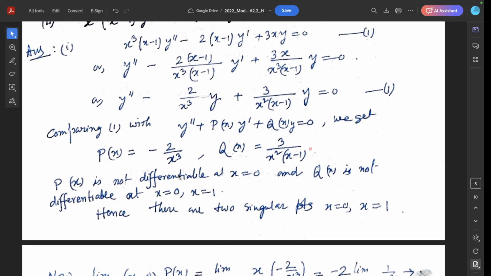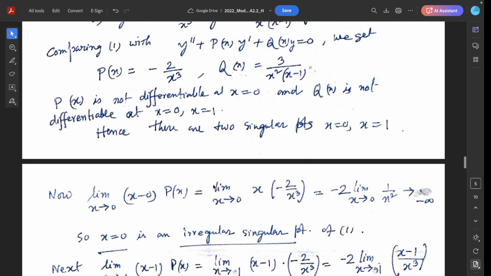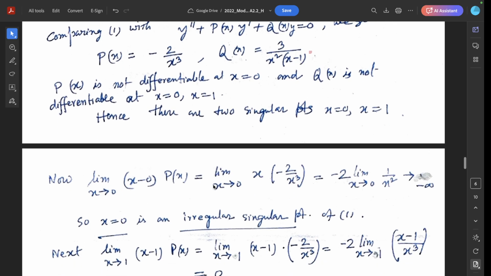Now p(x) is not differentiable at x equal to 0, and q(x) is not differentiable at x equal to 0 and x equal to 1. Hence there are two singular points, x equal to 0 and x equal to 1.